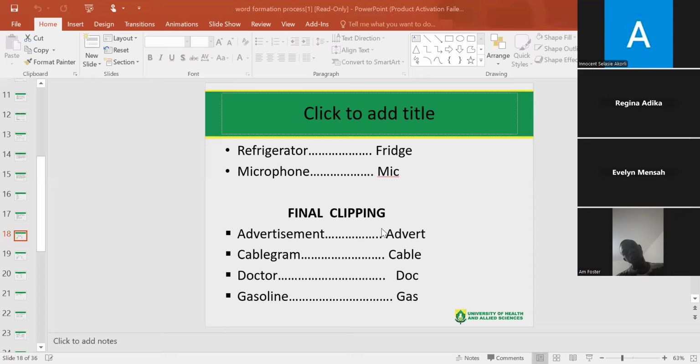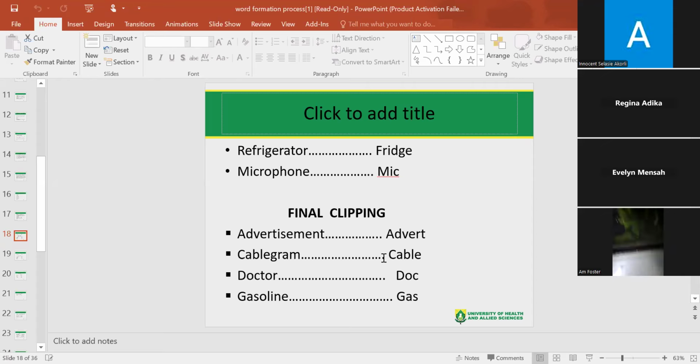When the word loses its syllable on the right hand side, that is the end of it, we call it final clipping. Final clipping means that the final syllable is missing. So you can choose to just say final syllable is cut off. So if you get advertisement, the ement is cut off. What is left is the beginning, which is advert. And then you can even have ad, the word ad as a short form of advertisement.